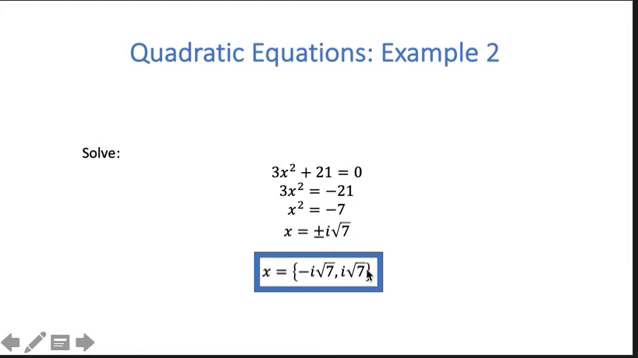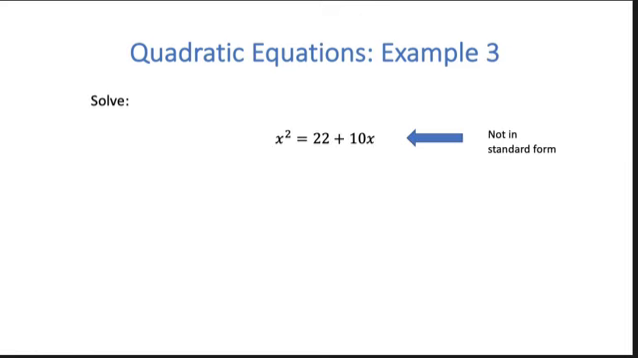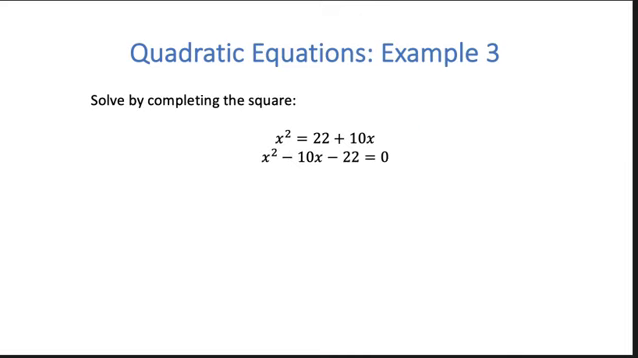These are imaginary. So it's x is equal to negative i square root of 7 or i square root of 7. All right, next up, we have this new equation: solve x squared equals 22 plus 10x. That's not in standard form, so we're going to put that into standard form, which is x squared minus 10x minus 22 equals 0.